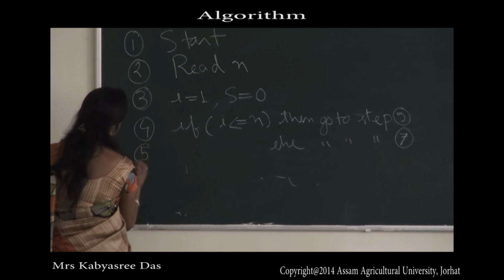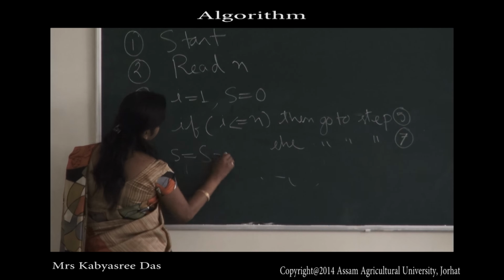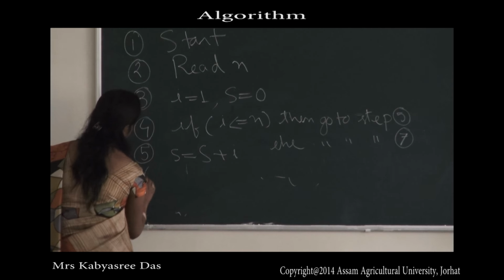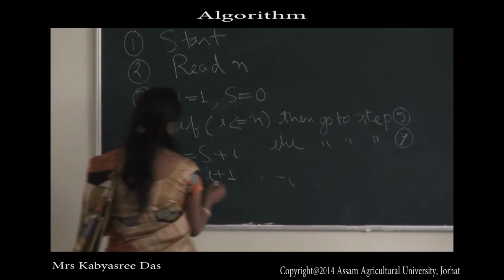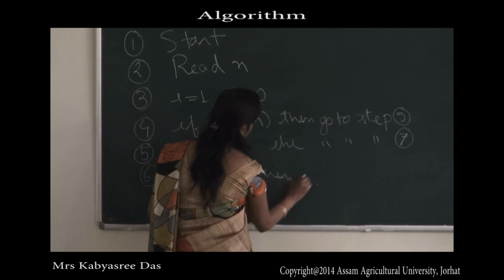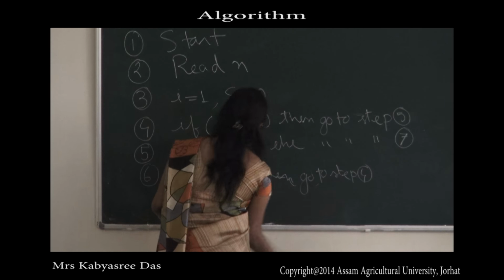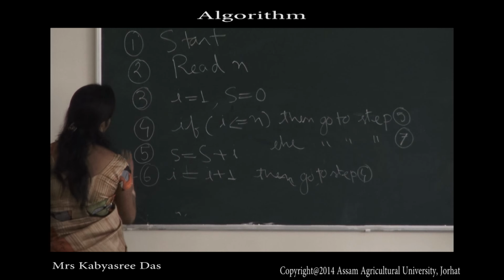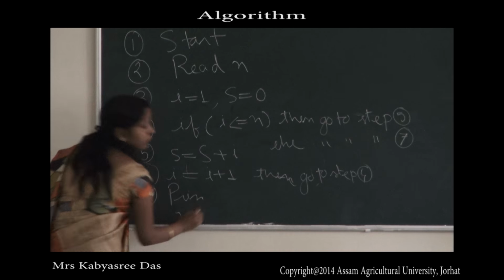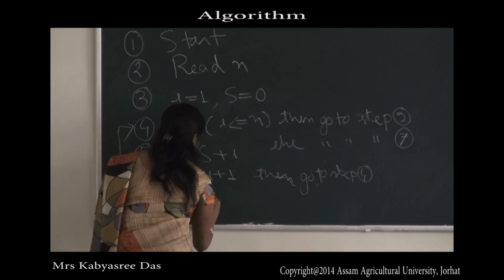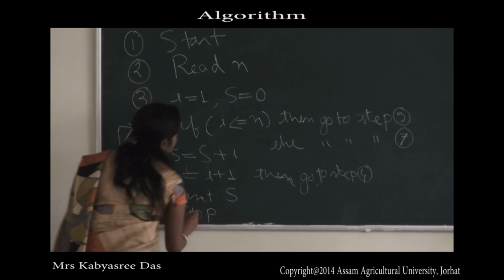Number 5 you write print. You first write the algorithm.